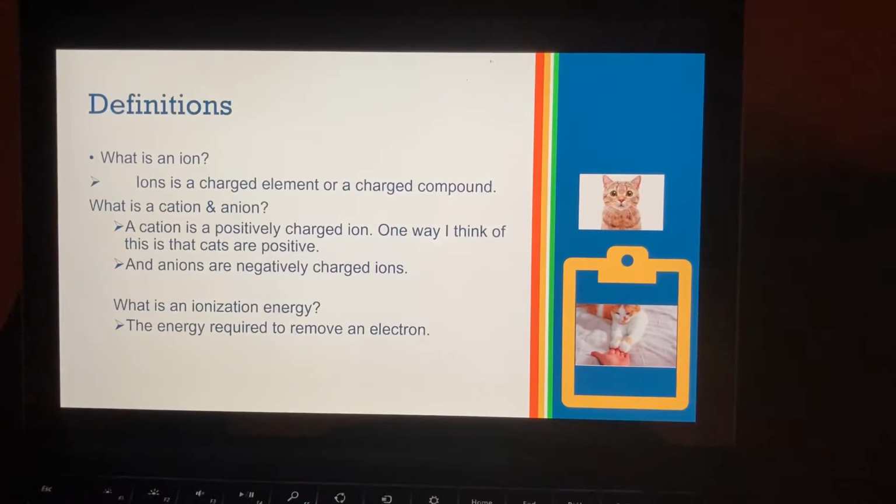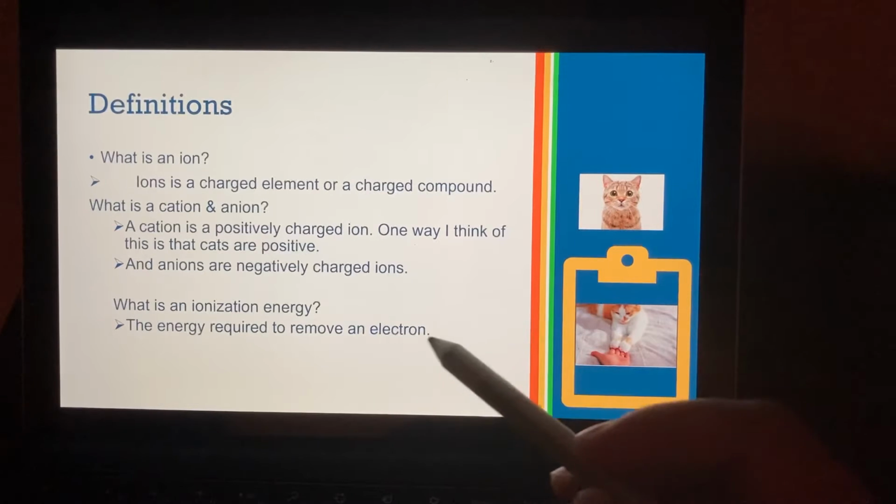So what is an ion? An ion is a charged element or a charged compound. A cation is a positively charged ion. One way to think of this is that cats are positive, as you can see in the picture here. And anions are negatively charged ions. We'll later discuss why it's easy for atoms to become negative ions and harder for them to become positive.